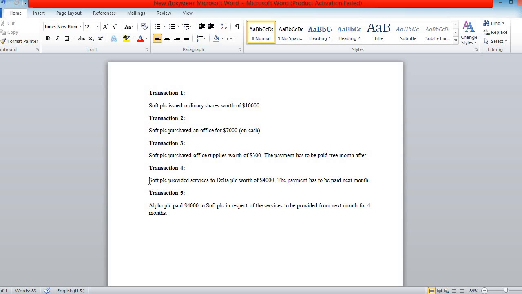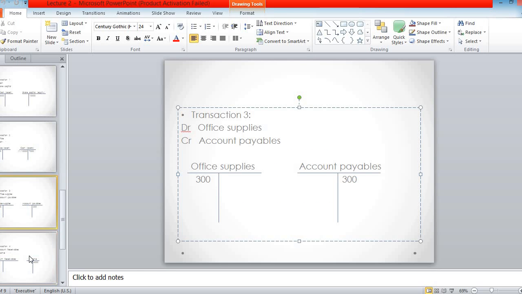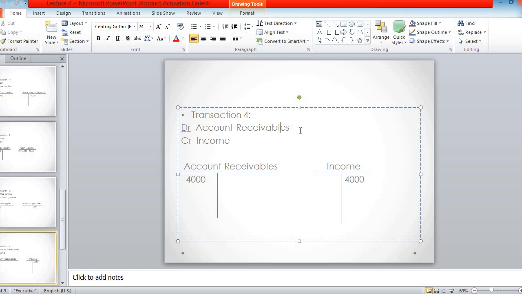Soft PLC provided services to Delta PLC worth $4,000, and the payment has to be paid next month. So we provided services already, but we haven't got the payment. So let's see what happens. Transaction 4, the new term here is account receivables. It is the opposite of account payable. So we provided services, or we sold goods, but we haven't got the payment. So we have account receivables. We'll get the payment in future.